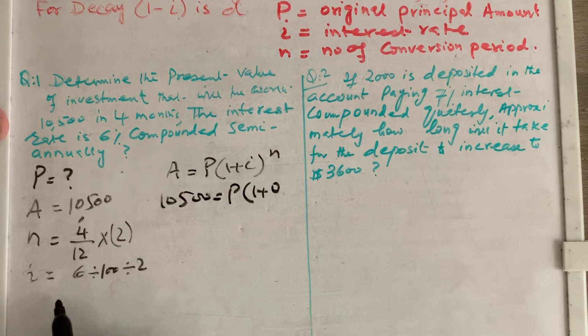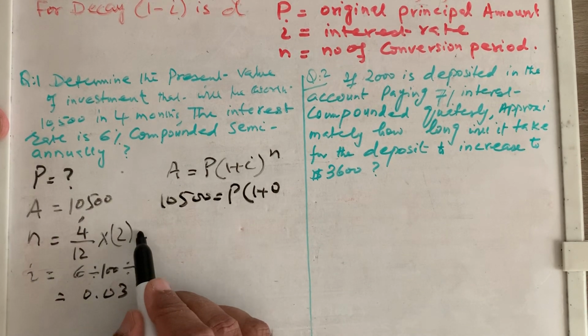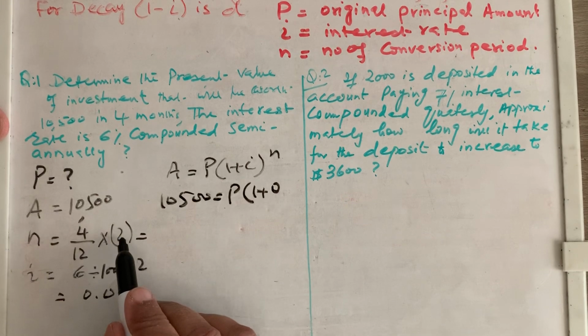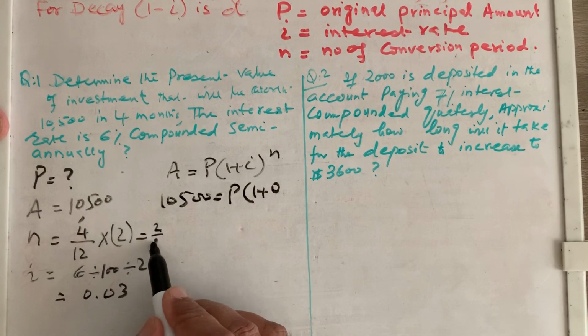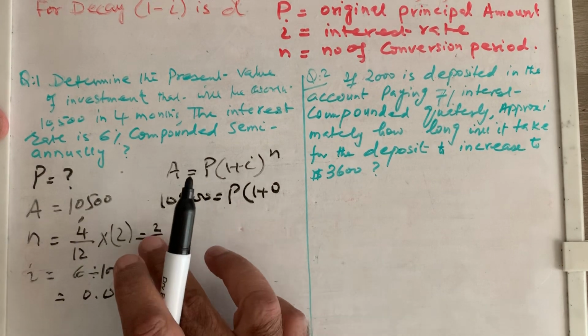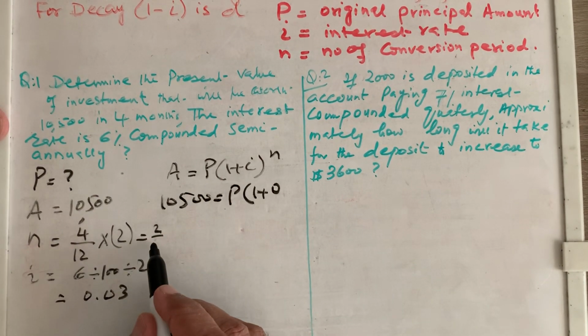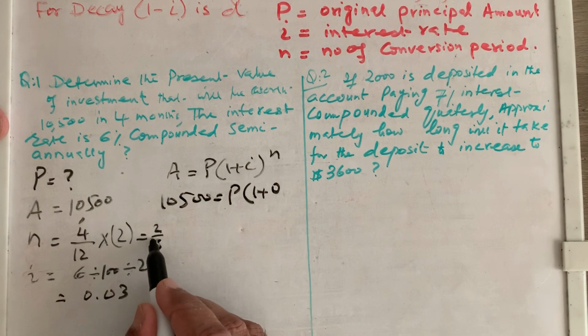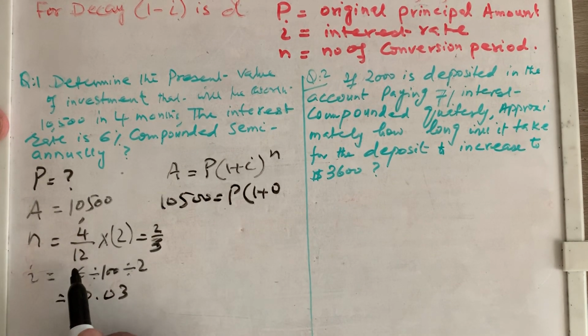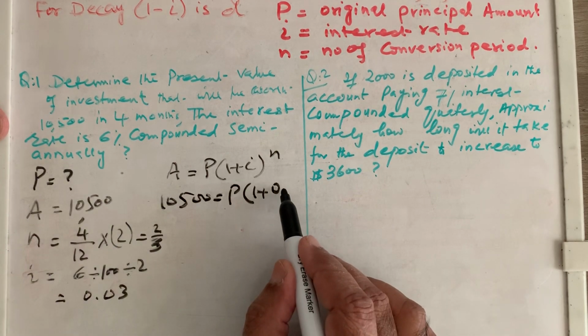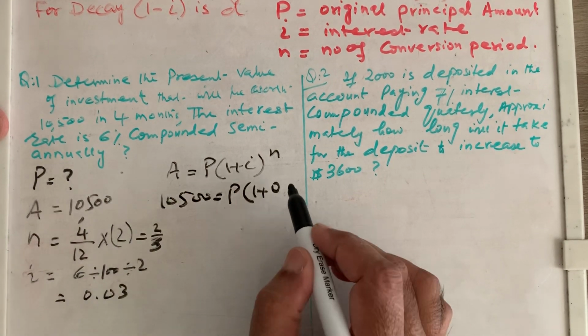What is i? I did not calculate it. 6 divided by 100, put it in the calculator, then divide by 2, and you will get 0.03. And for n, you get 4 times 2 is 8, 8 divided by 12. Or you can write a simplified fraction, which will be 2 over 3, right? If I cut, 4 times 1 is 4, 4 times 3 is 12. So I have 0.03 here, which is my interest rate.